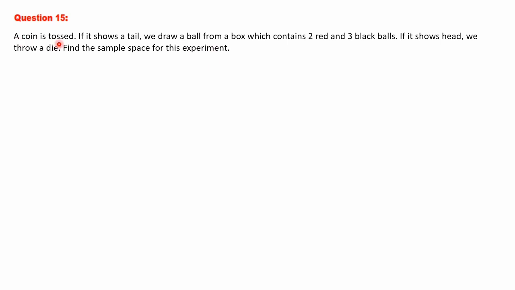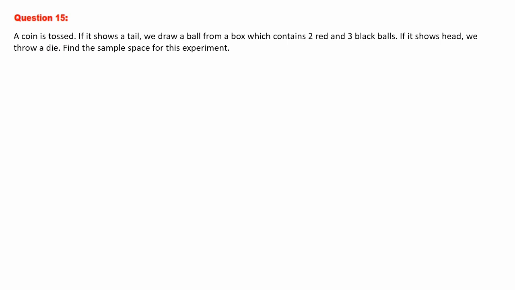Once again, a coin is tossed. Means you will have 2 options, head or tail. If it shows a tail, we draw a ball from the box which contains 2 red and 3 black balls. You are taking 1 ball from the box which contains 2 red and 3 black balls. If it shows head, first time if you are getting head, we throw a die. Means here you will get 6 options, 1, 2, 3, 4, 5 or 6. Find the sample space for this experiment.